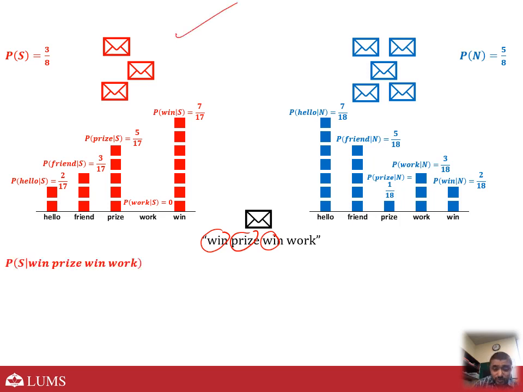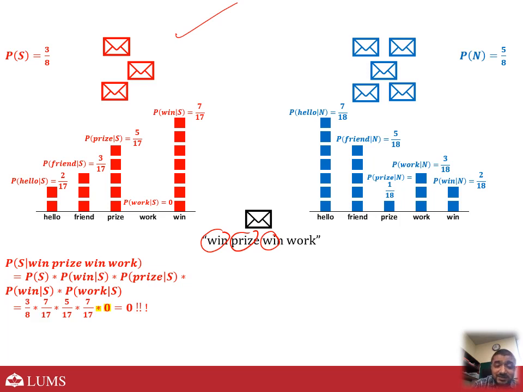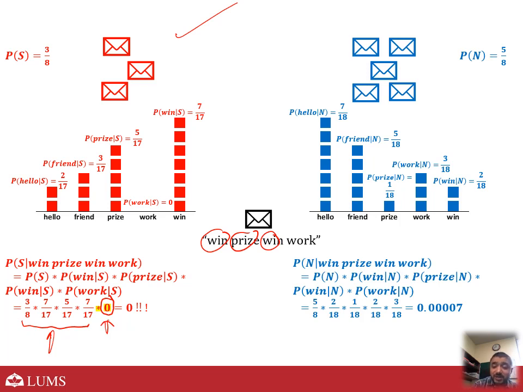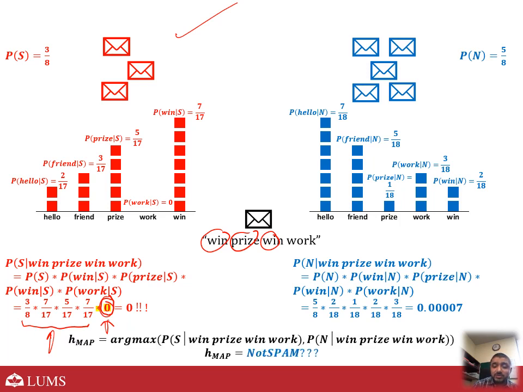But let's see what happens. You find out probability of spam given win prize win work is probability of spam into probability of win into probability of prize, again given S, probability of win given S into probability of work given S. But when you calculate, this is fine, but this is 0. You have never seen the word work occur in the spam emails. So therefore, although it could have turned out to be a very high probability, this made it 0. If we look at the other class, it turns out to be this. So very low probability. So agar ye 0 na hota to clearly yahan spam win kar jaati, lekin yahan jo cheez win karegi woh not spam win karegi, which does not make sense. And this is the problem of zeros.